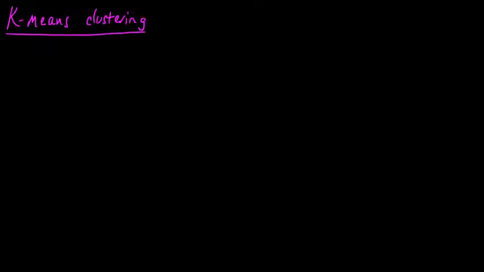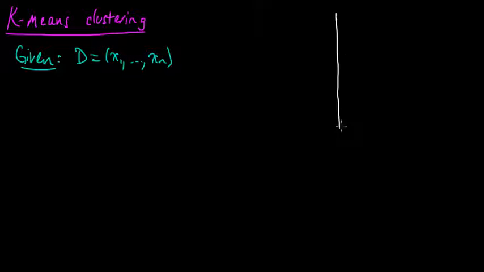k-means is one of the simplest approaches to clustering. And clustering is an unsupervised problem in which we are given some data x1 through xn. Let's draw a picture over here to visualize what's going on. So we've got some axes here, and we've got some points. I'll just draw the points in our data set.